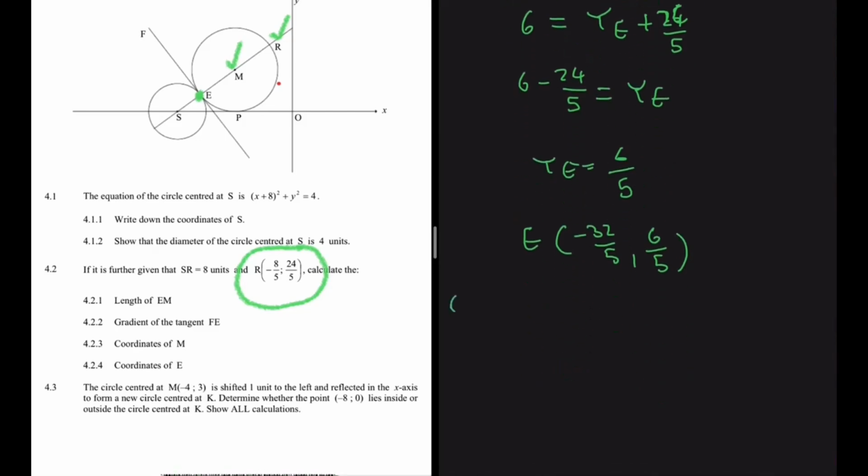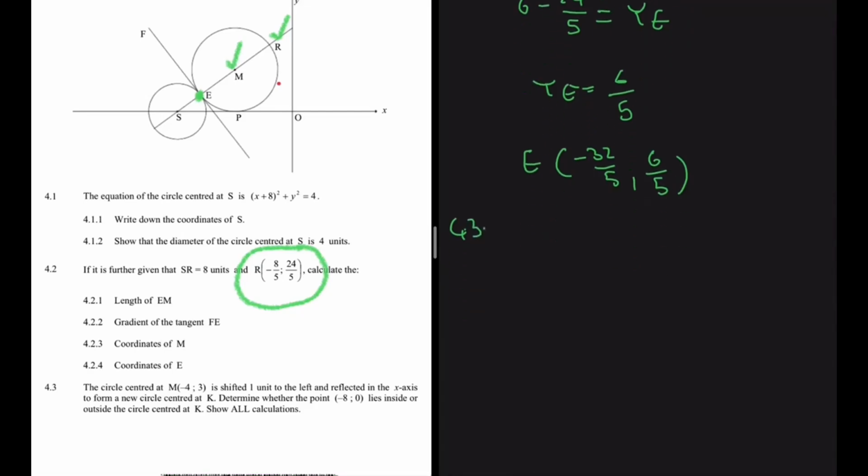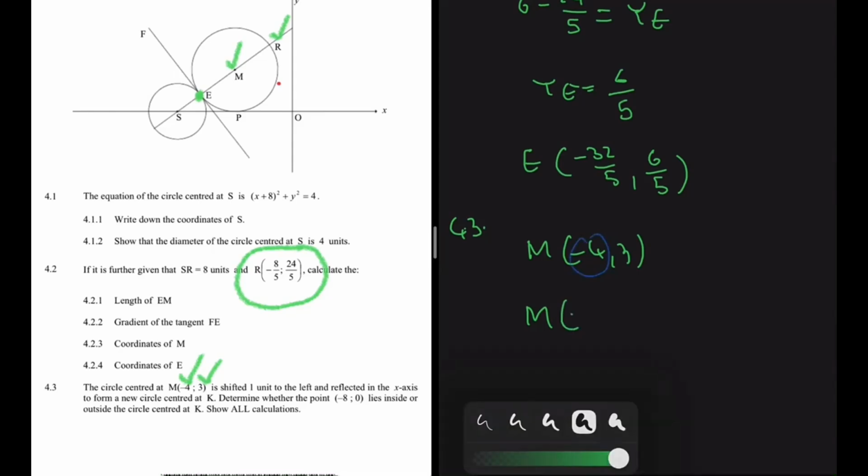4.3 says the circle centered at M, right? Circle centered at M. So we have M being minus 4 and 3. And then now on 4.3, they've given you the coordinates of M. Yeah. So it's shifted 1 unit to the left. So let's shift M 1 unit to the left, right? So it was at minus 4, which shifted 1 unit to the left, it will be at minus 5, right? And reflected on the x-axis to form a new circle centered at K. So it is reflected in the x-axis.